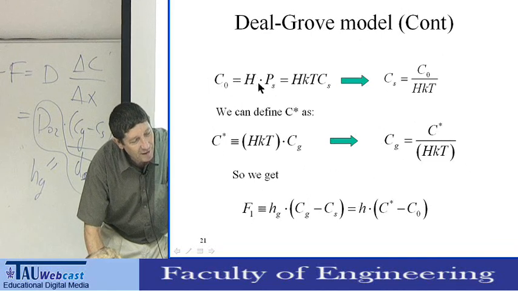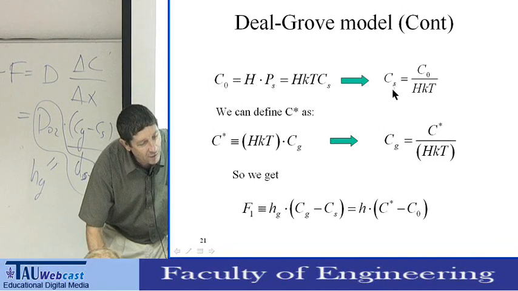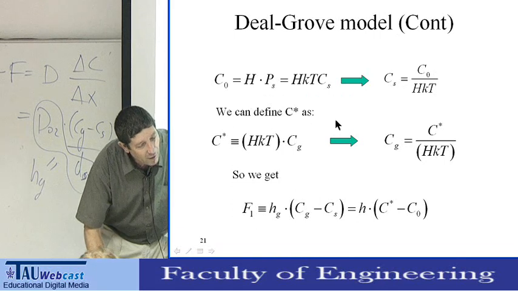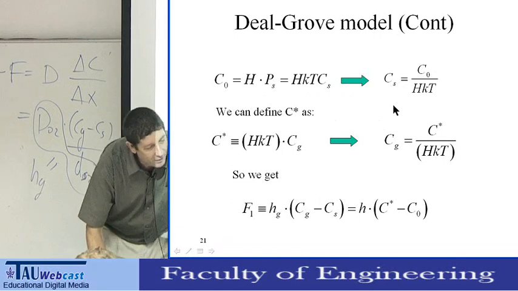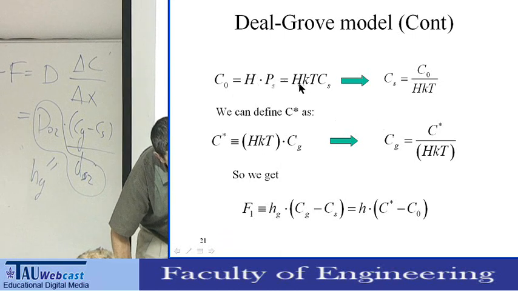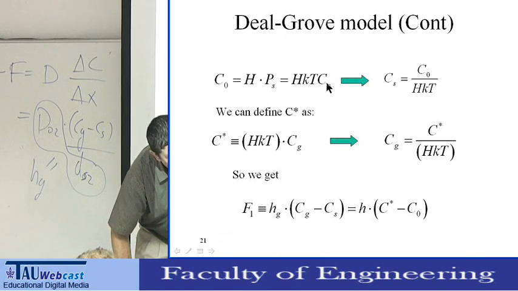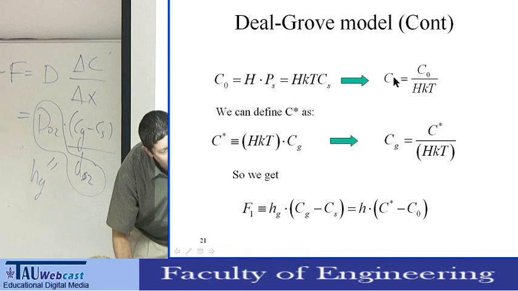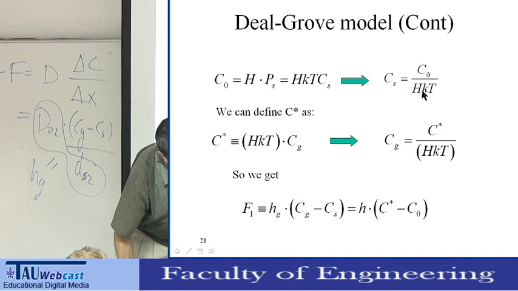So we know Cs is Henry's law times the pressure, so I know the ratio between Cs and C0. Sorry, there's some strange typo in the equation here, so forget this. Cs is C0 over HKT.